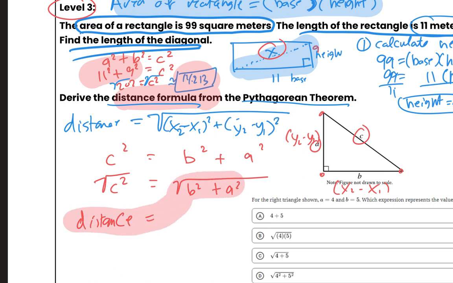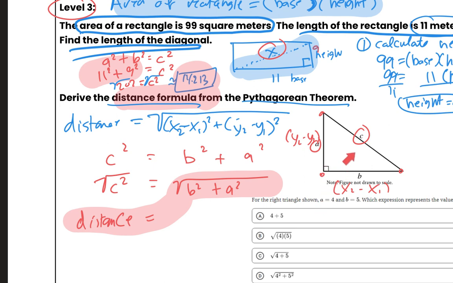Okay, so I know it seems a little tricky when we're working with those square roots because we haven't done a lot in math classes yet, but that's how we would derive the distance formula from the square root. That's why, if you look at our poster that we have up during class as well, that's how we calculate that. So on this right triangle, A is 4, B is 5. What expression represents the value of C?